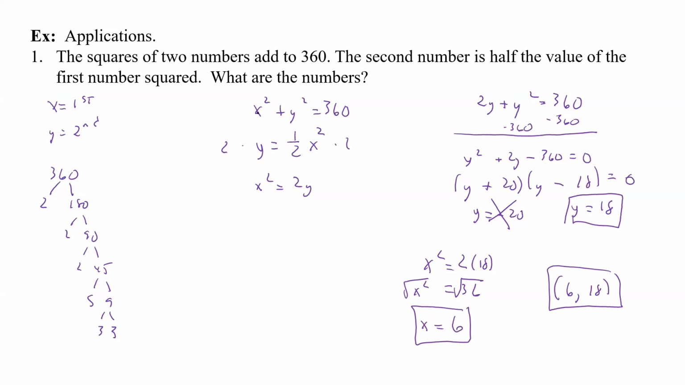Does x squared, well, x squared is 36, plus y squared, 18 squared. Well, I don't know what 18 squared is. That's 324. If we add 36 to that, that equals 360. That one works. And x squared is 36, and 2 times 18 is 36, so that one works. So that one is truly our solution there, 6, 18.